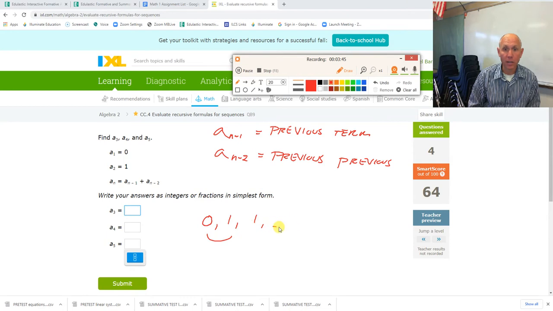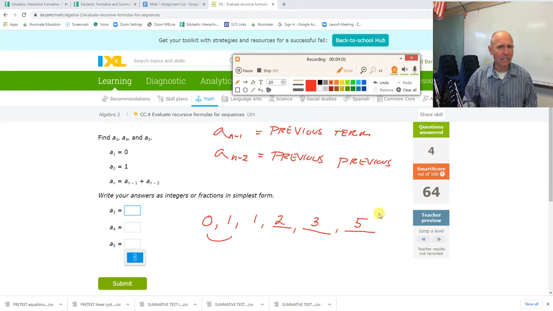And now I'm right here. It says look here and add them together. That takes me to a 2. Now I'm right here, and it says look here and add them together. That takes me to a 3. And I'm right here, so look back, add those two together, and that adds up to a 5.